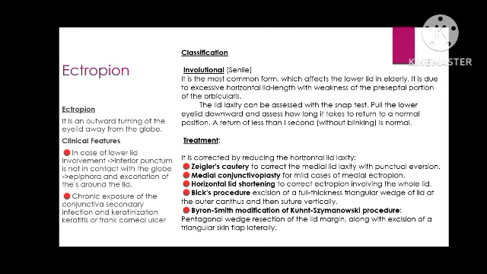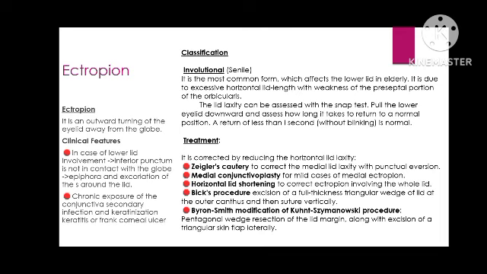Entropion is an inward turning. Ectropion is outward turning of the eyelid. The classification: lower lid is involved, and the second one is chronic exposure of conjunctiva, secondary. Classification is involutional, means senile. It is the most common form which affects the lower lid.